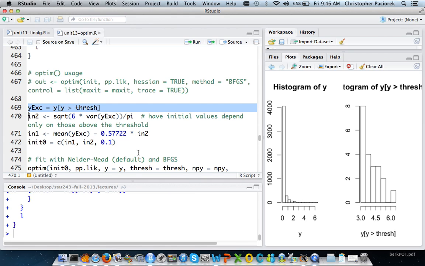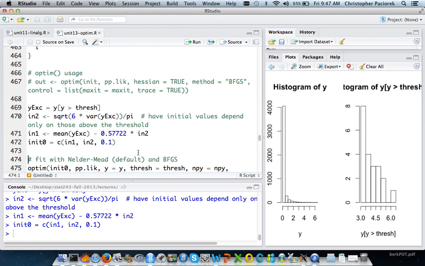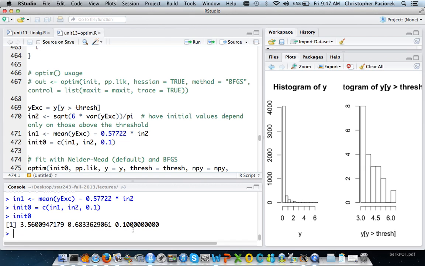So here I'm going to just choose the observations that are higher than the threshold. Sorry, I'm using y here, and I used x there. But the y exceedances are just all of these observations. And then we've talked about the importance of initial values. So here I have some recipe by which I choose initial values for this particular problem. And I'm doing that. So here's init 0. 3.5 is the mu parameter, 0.68 is the sigma parameter, 0.1 is the shape parameter.